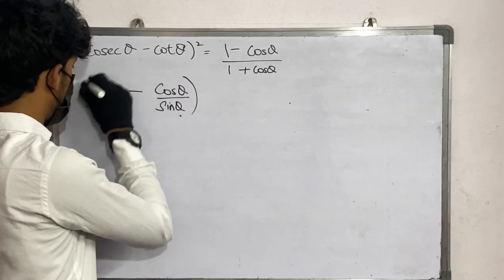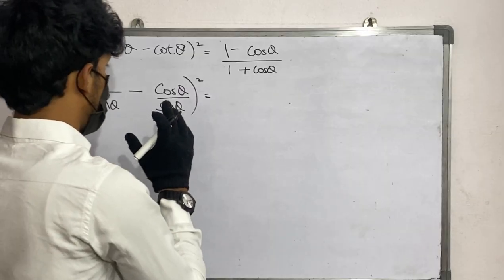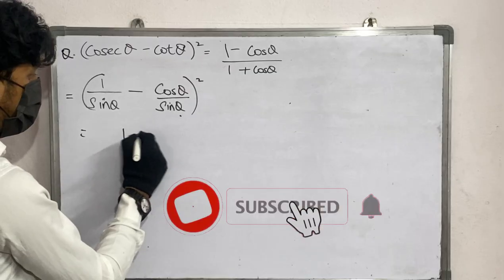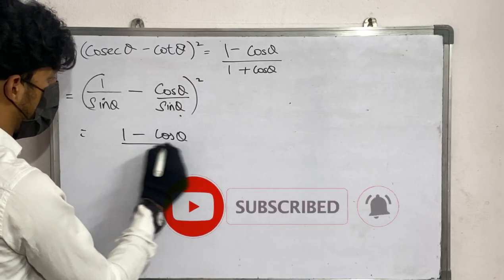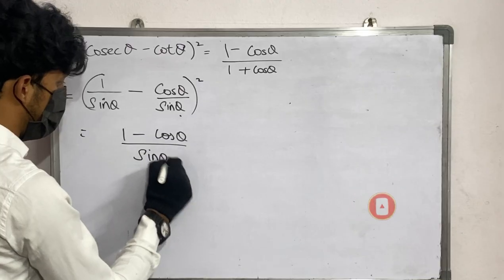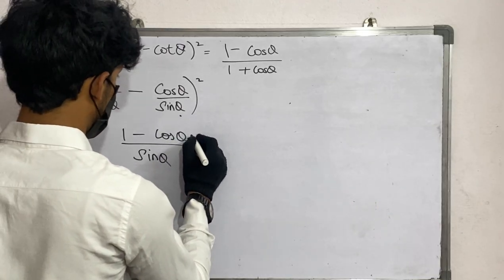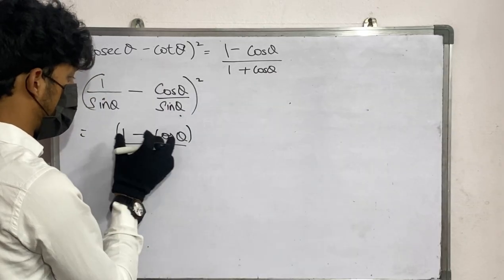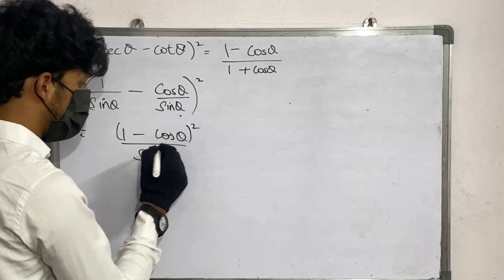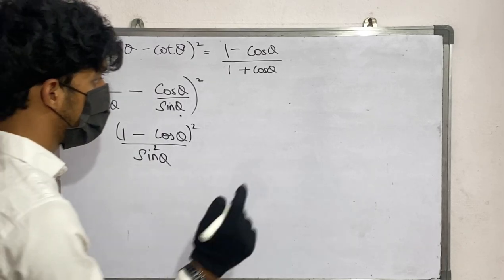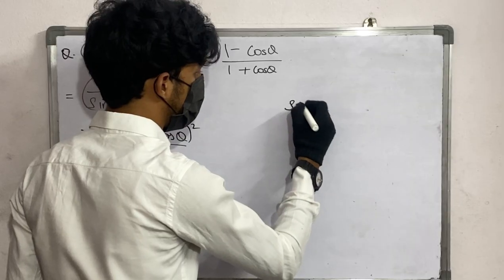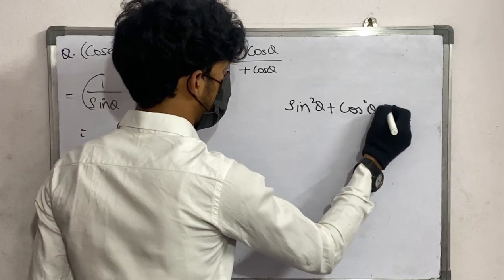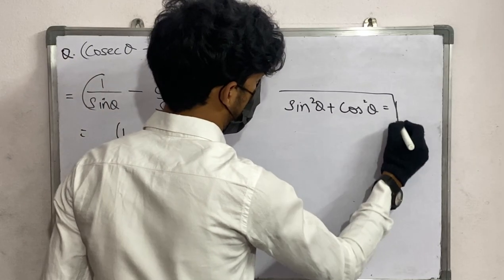So now we need to solve it. This can be written in the form of (1 minus cos theta) by sin theta. Here we take the square, so we get (1 minus cos theta) whole square by sin square theta. I have told you many times, we use here the identity sin square theta plus cos square theta is equal to 1. This is the identity we use mostly.